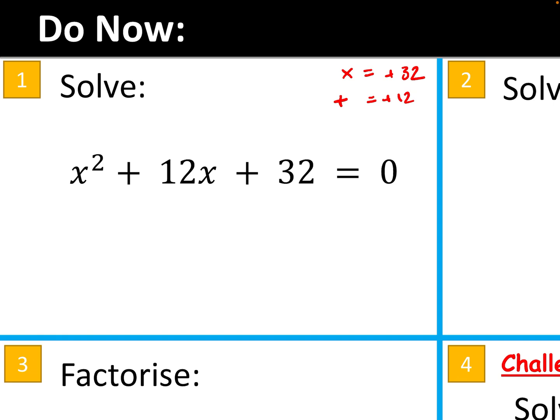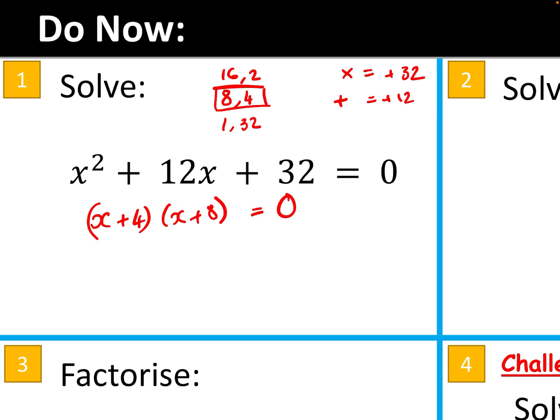Factors of 32 could be 16 and 2, they could be 8 and 4, they could also be 1 and 32. The two numbers here that are going to add up to positive 12 will be 8 and 4. So that means when I factorise, I get x plus 4 and x plus 8. Now it wouldn't have mattered if you put x plus 8 in front.